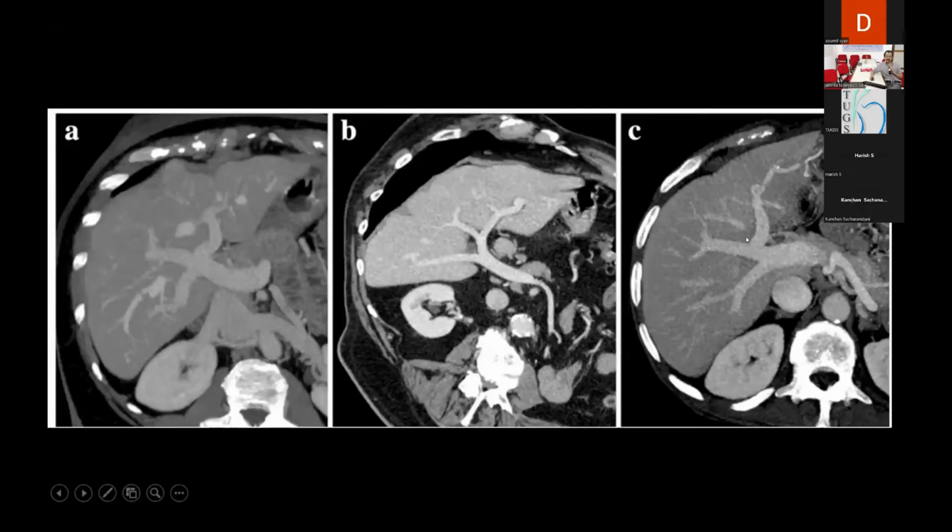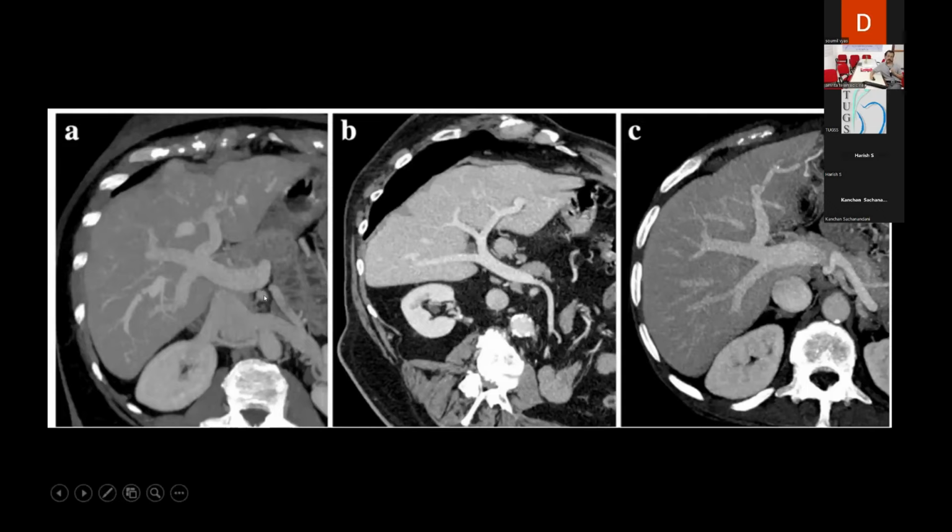So knowledge of these variations in anatomy is very important, especially when you're doing a live donor surgery to take a right lobe graft, because then you should be prepared to reconstruct the anterior and posterior branch of the portal vein using the portal vein from the recipient. And if you do not have a recipient portal vein, for example, if the portal vein is thrombosed at the hilum, then you may have difficulty reconstructing these veins.